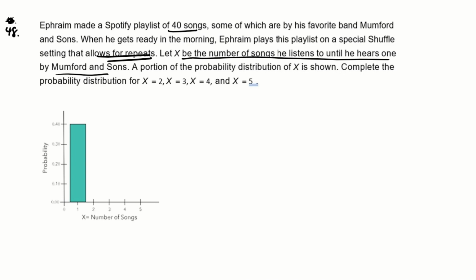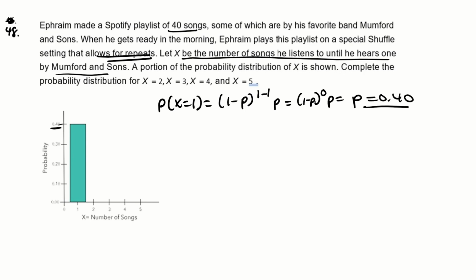So let's calculate that because they give us X equals 1. So the probability for X equals 1 is, remember the formula, 1 minus P to the X minus 1 power, so 1 minus P to the 0 power times P. 1 minus P to the 0 power is just 1, so this is just going to be equal to P. Now they told us that for X equals 1, the probability was 0.40, right? So we now know that P is 0.40 based on that.